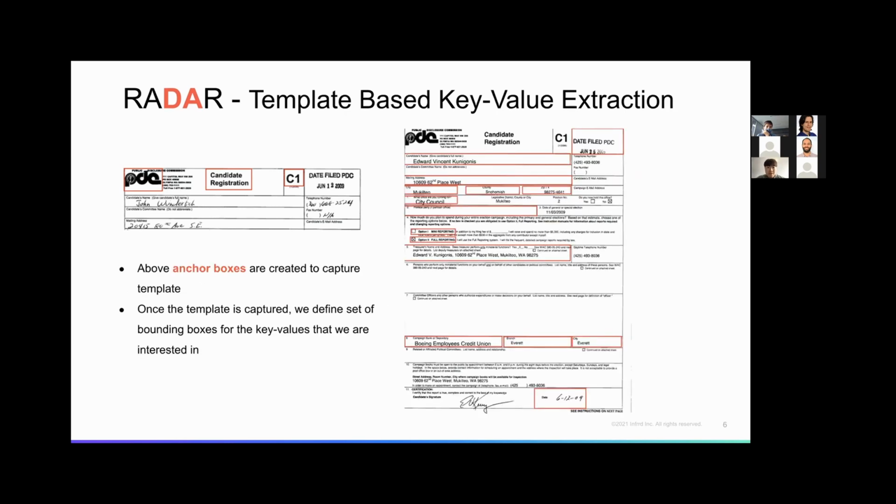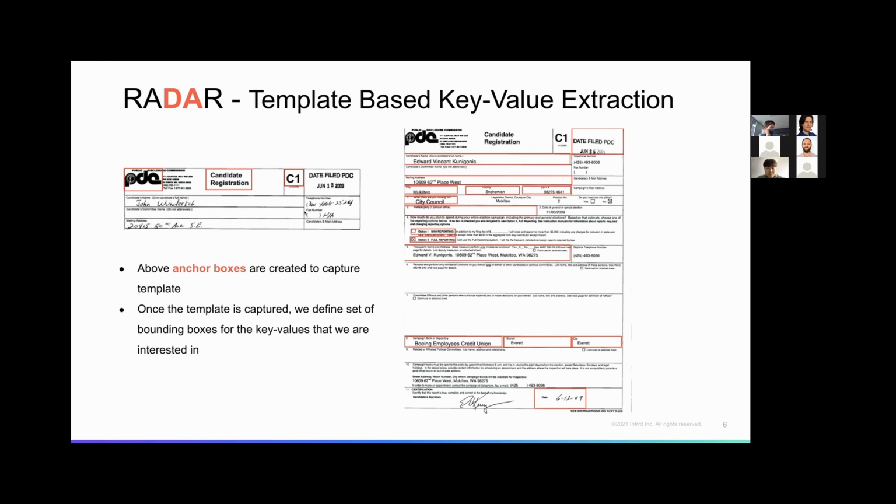So how do we detect the templates and extract the key value pairs? The documents are scanned, so some of them might be tilted, so we need to correct the orientation. Since the templates are fixed, we create some anchor boxes, shown in this image, which we create bounding boxes for the PDC logo on the top left corner, also the candidate registration and the C1 symbol. We use traditional object detection algorithm to locate these three pieces of image in each of the documents.